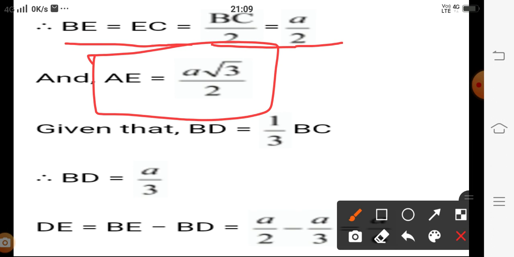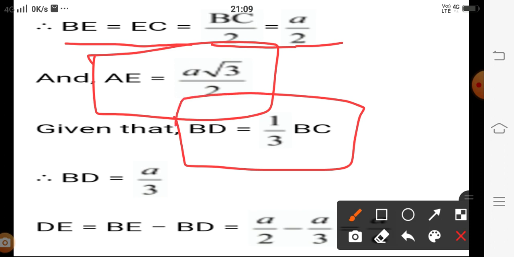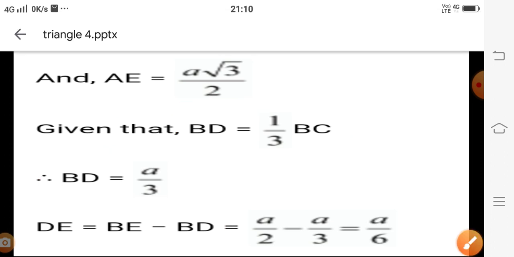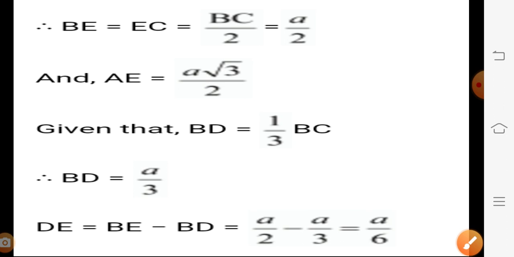In question number 6 of this chapter we have done this. If you are finding the altitude in an equilateral triangle, then we are getting √3 into side, divided by 2. Then this we are getting as under root 3 into a by 2, because the length of the side we are taking as a by 2. Then it is given that BD is equal to 1/3 of BC. It means that BD we are getting as a by 3. And DE, how will you get DE? Then from BE, if you subtract BD, we get the value of DE. Then on subtracting, we get the value as a by 6.